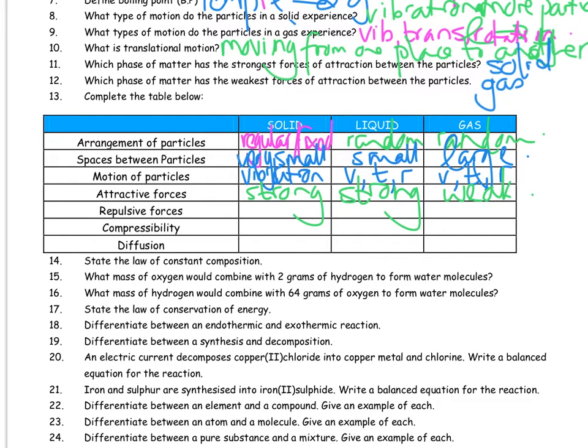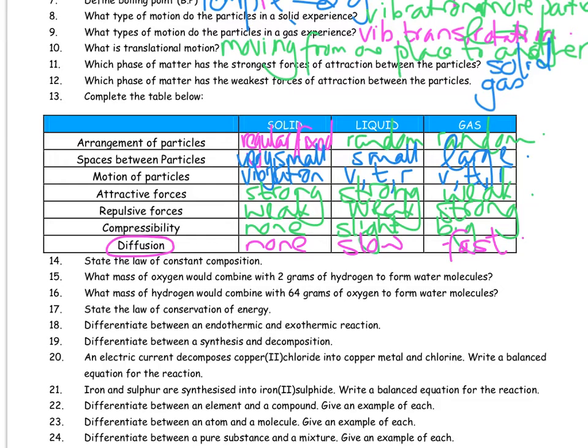The repulsive forces in a solid are weak. In a liquid, quite weak, and in a gas, strong. Compressibility, none. You can't squash a solid anymore. Slight. In a liquid, you can compress it just a little bit, and in a gas, big, huge, significant. Diffusion. Remember what diffusion is. It's the moving of particles in between other particles. So again, in a solid, none. In a liquid, it is slow, and in a gas, diffusion is fast. The particles move in between each other.